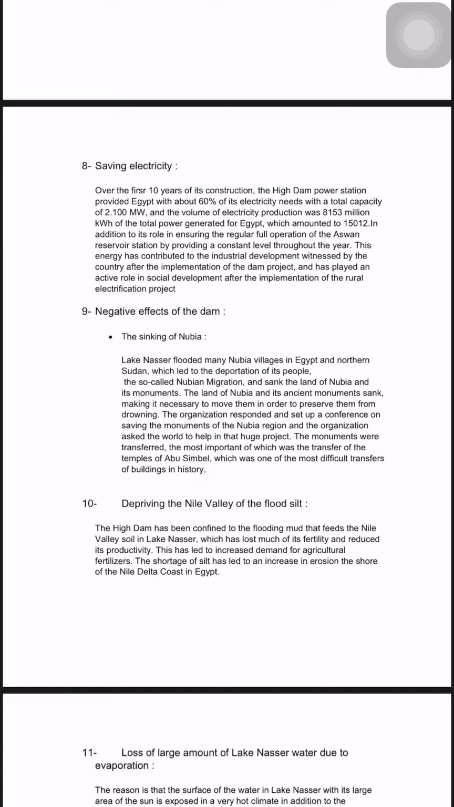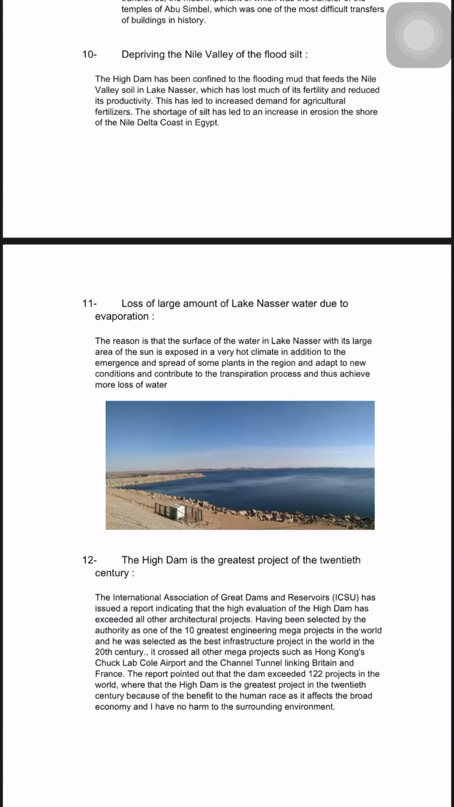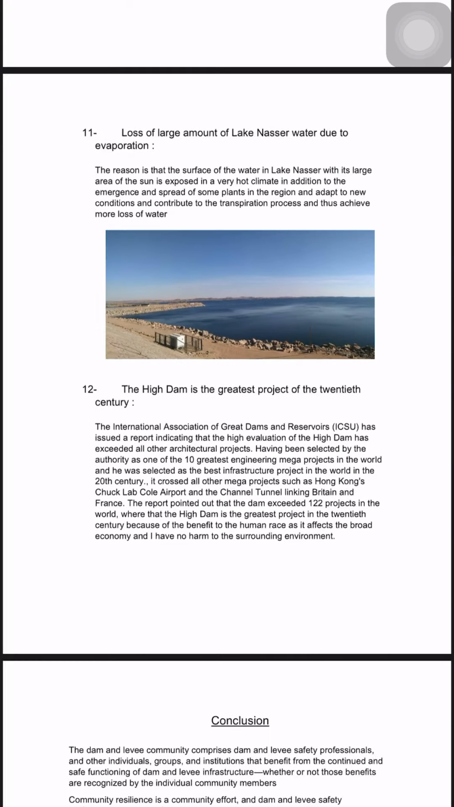Loss of a large amount of Lake Nasser water due to evaporation. The reason is that the surface of the water in Lake Nasser, with its large area, is exposed to the sun in a very hot climate, in addition to the emergence and spread of some plants in the region, which adapt to new conditions and contribute to the transpiration process.